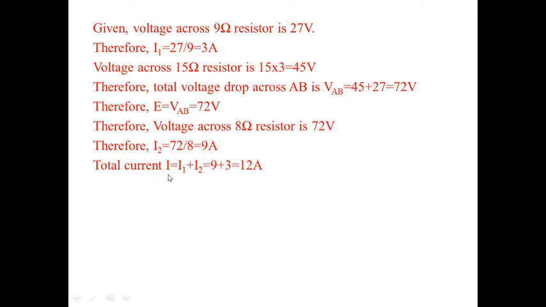Therefore, the total current I is nothing but the sum of the branch currents, I1 and I2. So I2 is 9 amps and I1 is 3 amps, so the total current is 12 amps. So this is the solution of this particular problem.